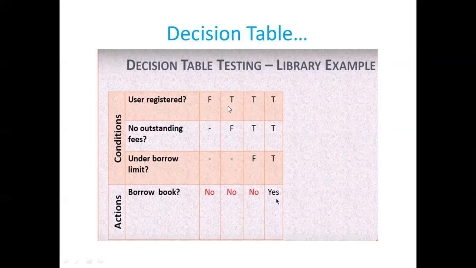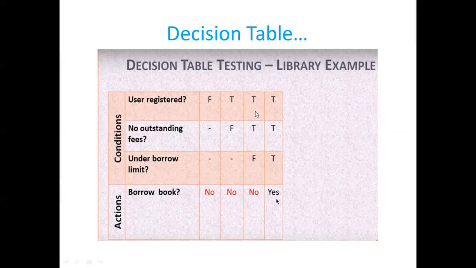And user is registered and he has the outstanding fee. If he has the outstanding fee, right here we can say he is not eligible for the book. Do we need to look into the borrow limit? That's not required. It doesn't matter whether he is under the borrow limit or has already crossed it. Because in the outstanding fee itself he has some due, and right here he fails to get the book.